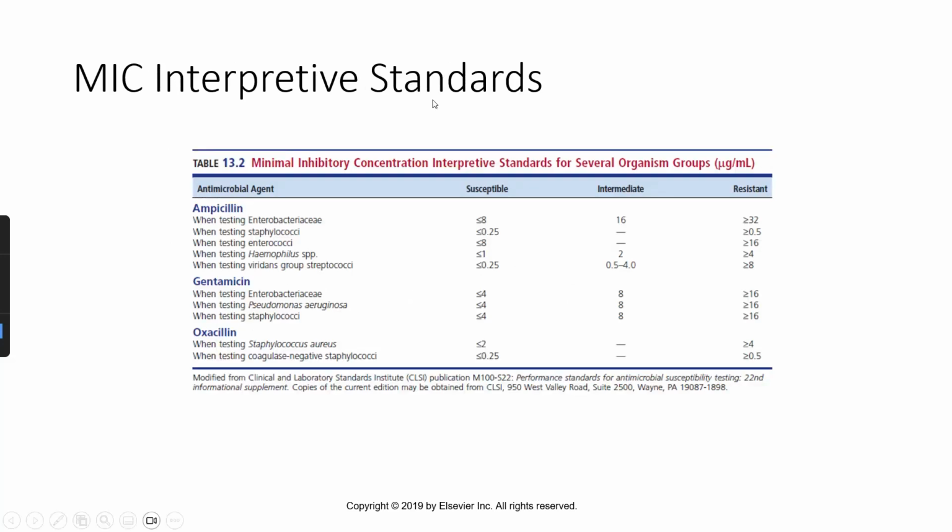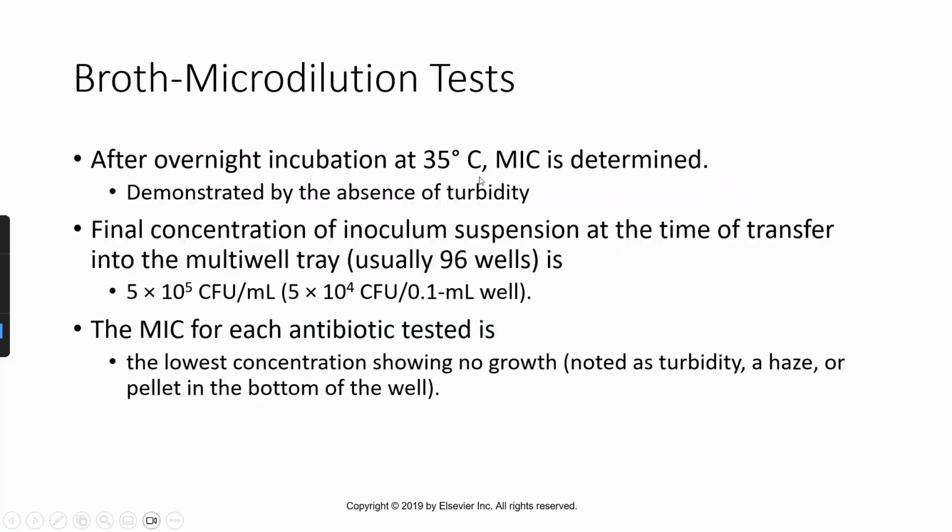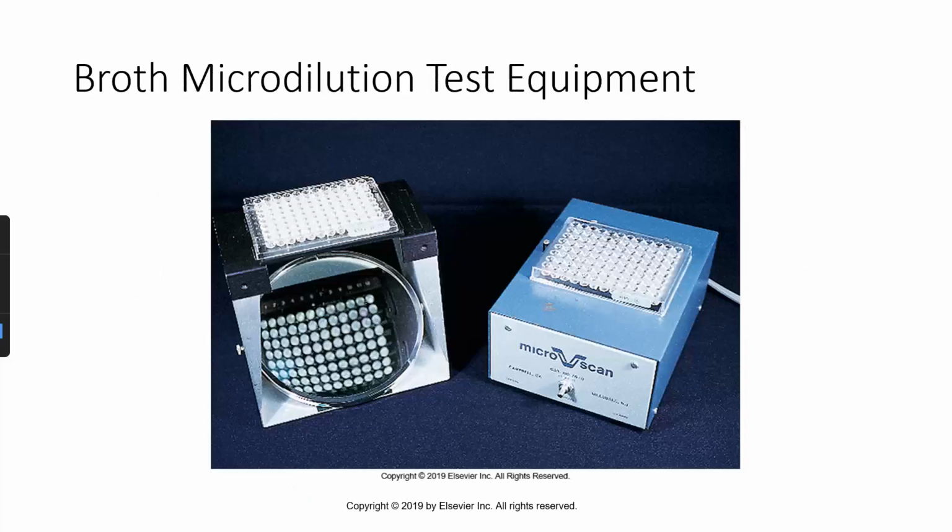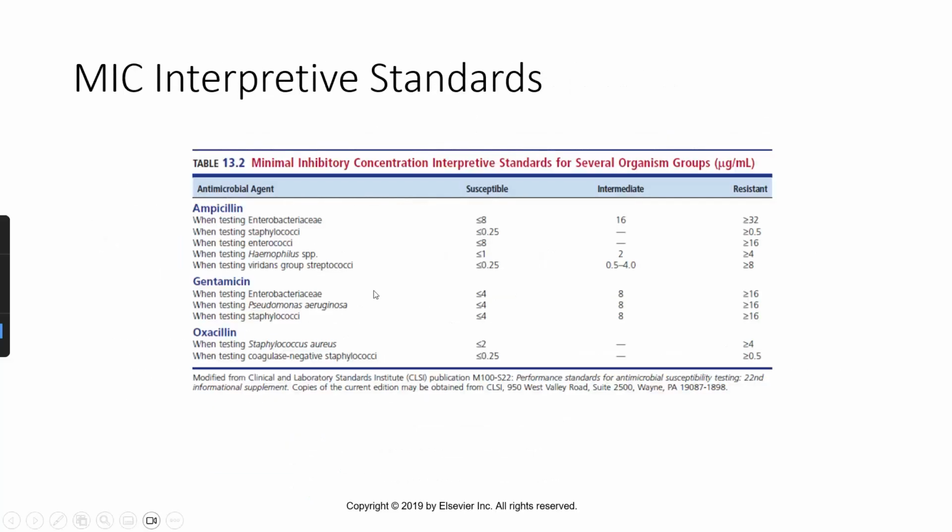Here's a table showing some standard results. When looking at this, you would look at the zone of inhibition, the clearing around the growth. So here you can see susceptible would be less than 8 millimeters, intermediate would be 16, and greater than 32 would be considered resistant.